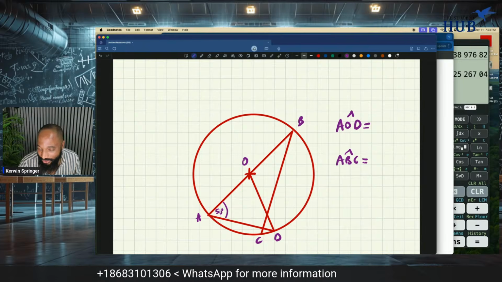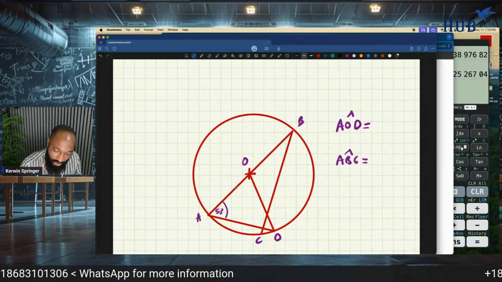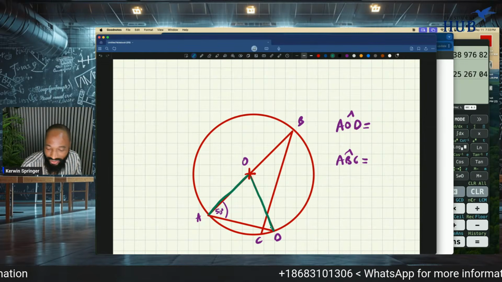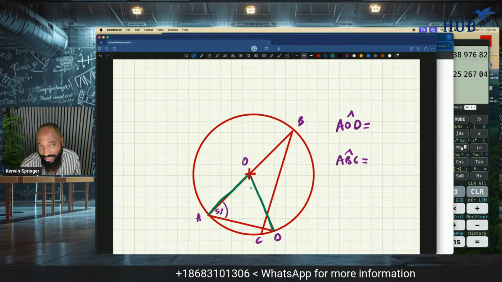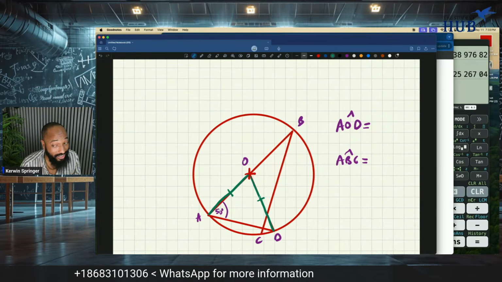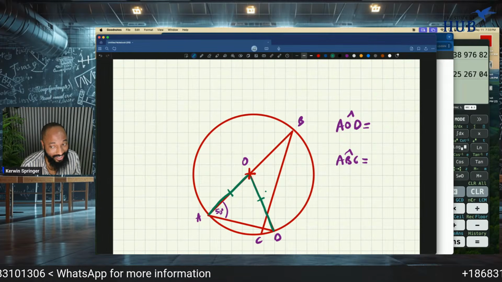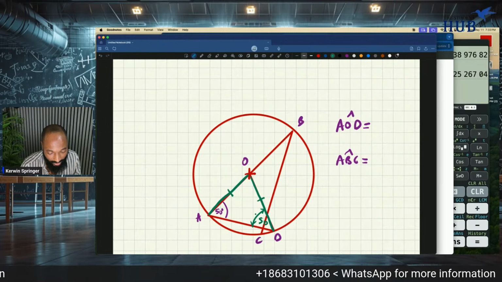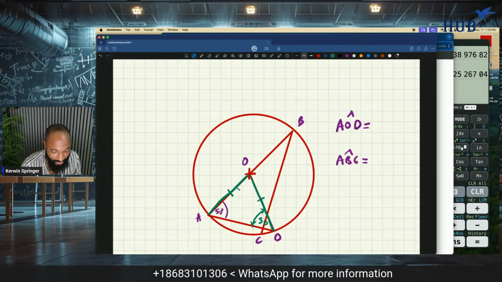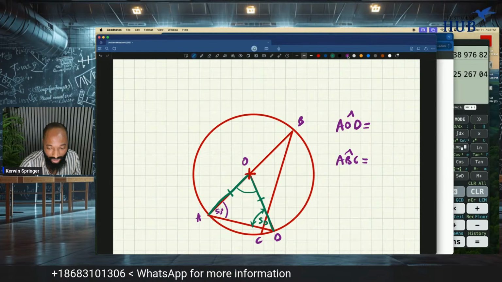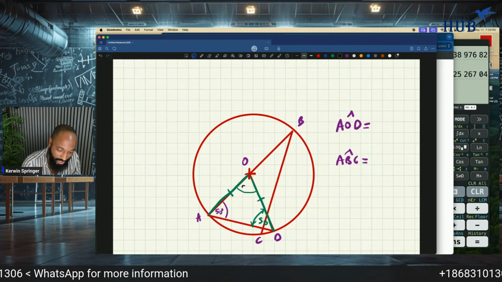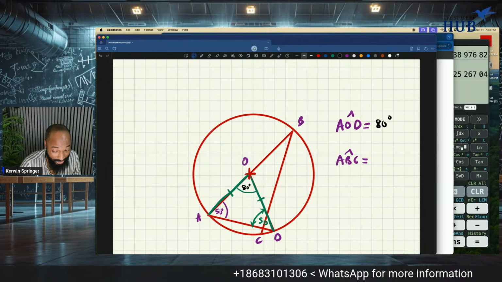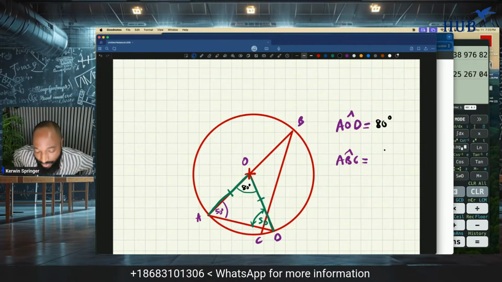What is AOD? I'll give you a hint. This is a radius, and this is a radius. What does that make triangle AOD? If this is an isosceles triangle, it means this part here is also 50. 50 and 50 is 100. So what is the remaining angle? I'm writing the full working because it's speeding, the remaining is 80 degrees. AOD is 80 degrees.